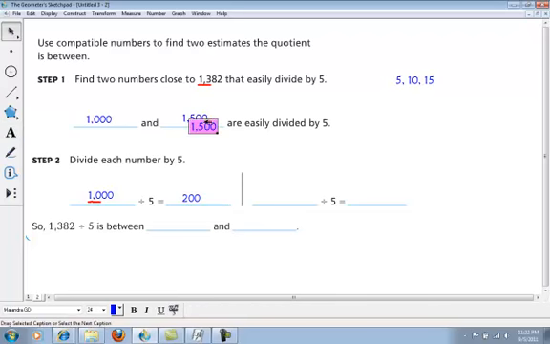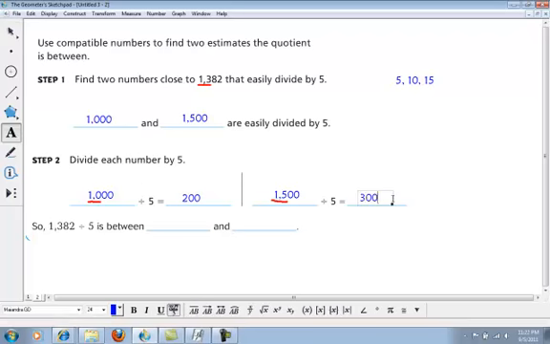Now I'm going to look over here and I'm going to do 1,500 divided by 5. I'm going to look at my first 2 digits, and that's 15. I know that 15 divided by 5 is 3, but here I have 15 hundreds divided by 5, so that will give me 3 hundreds. So I know that 1,382 divided by 5 has to be between 200 and 300. And that's a way that I can get an estimate.